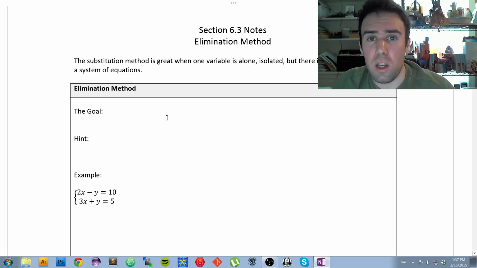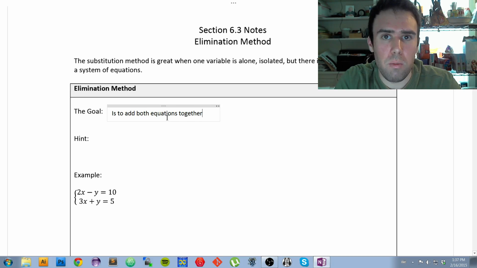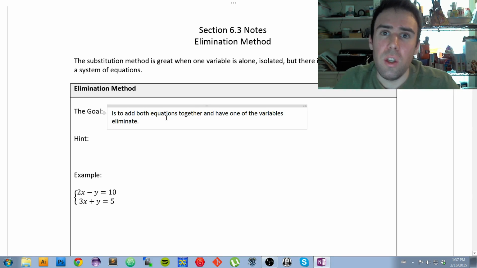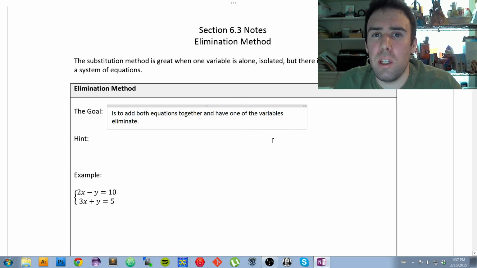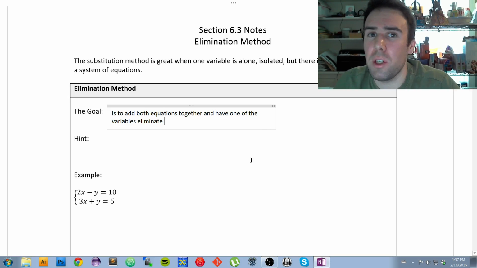So as I was saying, the goal of elimination method is to add both equations together and have one of the variables eliminate. Now, sometimes both variables eliminate, and that can be either good or bad. We'll talk about that in the future, but for right now, typically only one variable is going to eliminate.